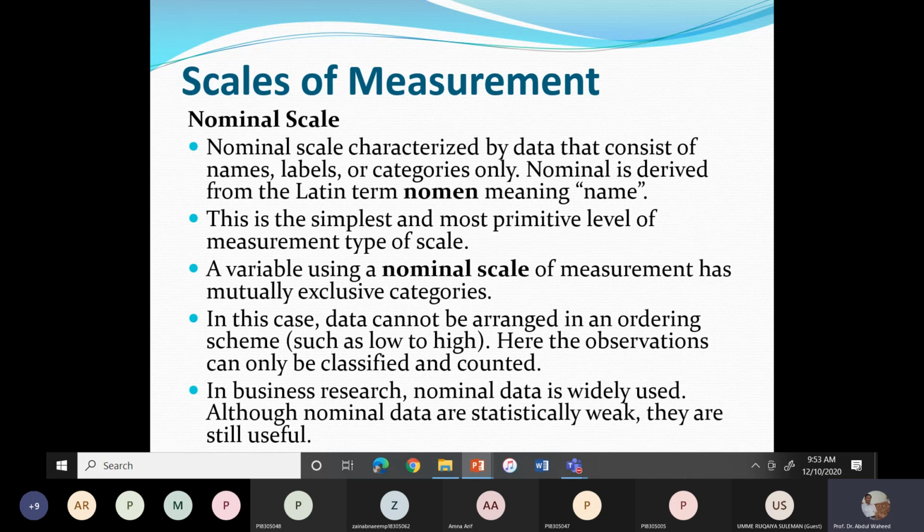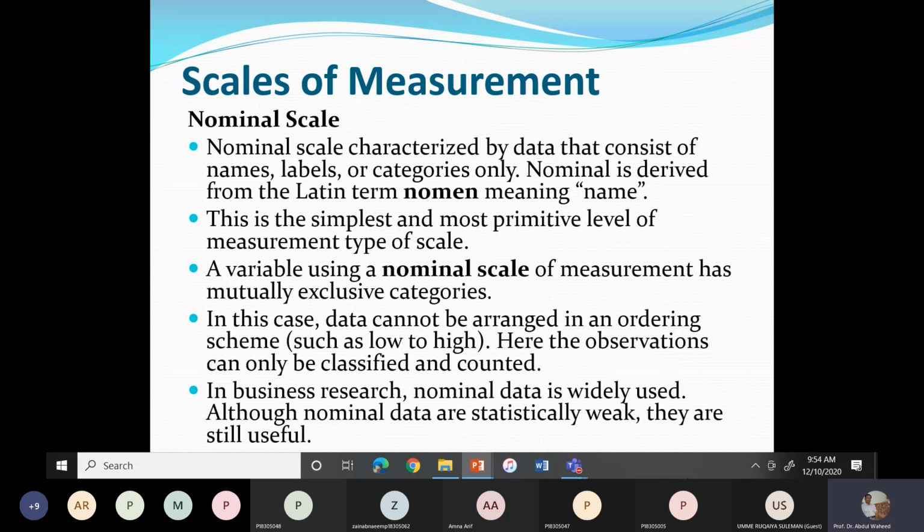So nominal scales are characterized by data that consist of names and labels and categories only. And nominal is derived from the Latin term nomen, meaning name. So names are basically in nominal scale, and this is the simplest and most primitive level of measurement. And a variable using a nominal scale of measurement has mutually exclusive categories. Okay, and in this case, data cannot be arranged in any ordering scheme.